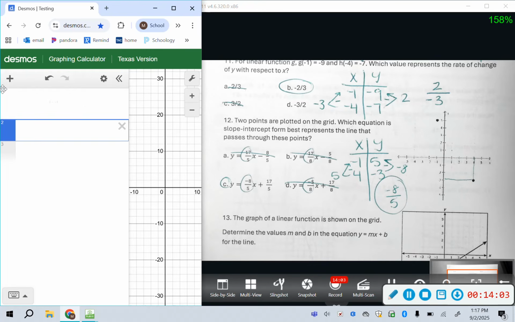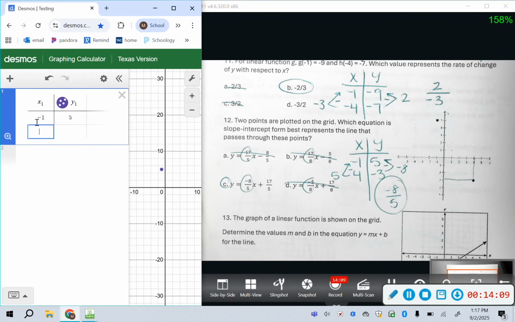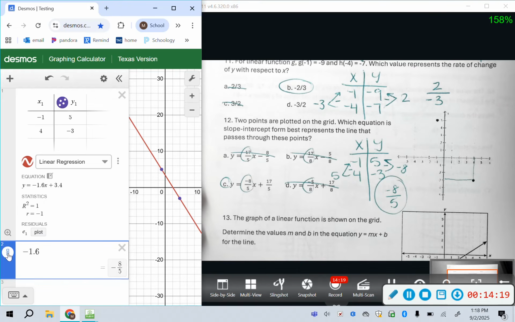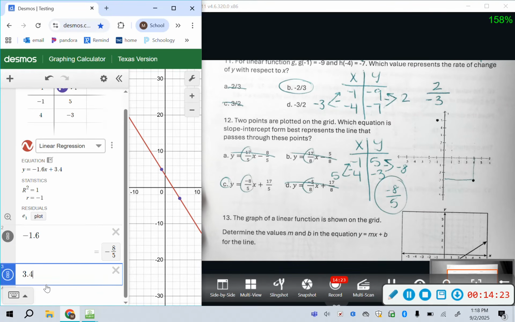Now, this is also one you could check, plus sign table, but this one's going to look weird. So watch, -1, 5, 4, -3. It's going to put them in decimals, so you have to know how to turn them back into fractions. Okay? So that does match our answer.